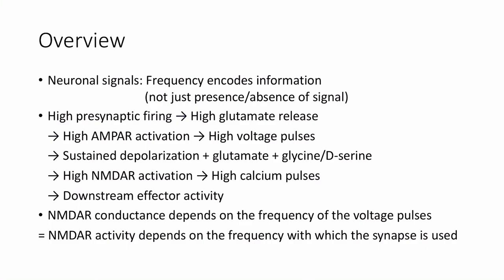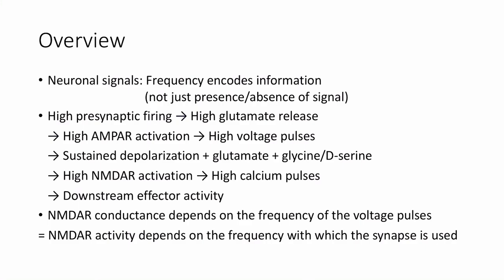High pulses of AMPA receptor activation lead to high-frequency voltage pulses in the postsynaptic neuron, and this, in turn, leads the postsynaptic membrane potential to stay depolarized for a longer duration. This sustained depolarization, along with the bound glutamate and glycine or D-serine, creates the condition for NMDA receptor activation. The probability of the NMDA receptor channel opening and allowing calcium influx is not just a binary on or off state. It's graded and depends on the frequency of the voltage pulses.